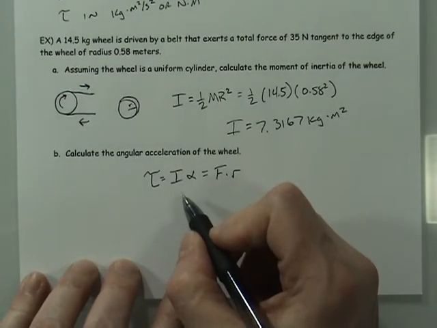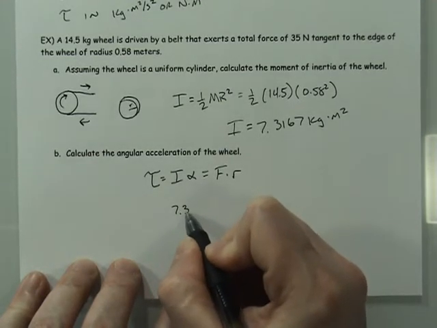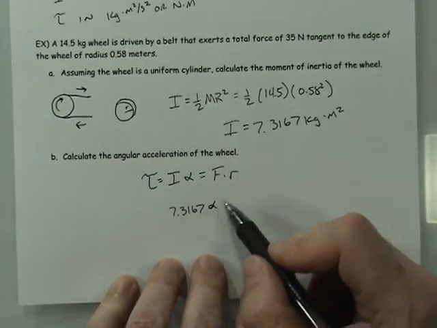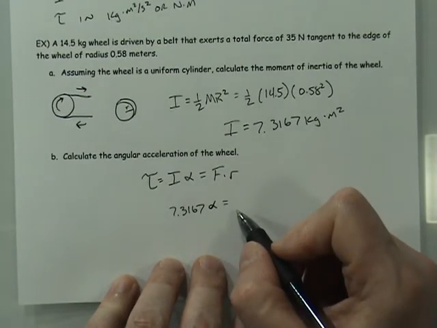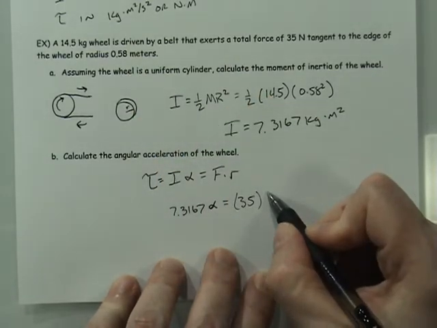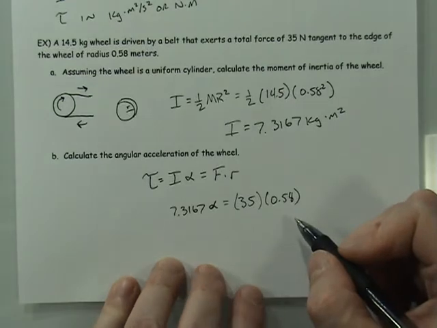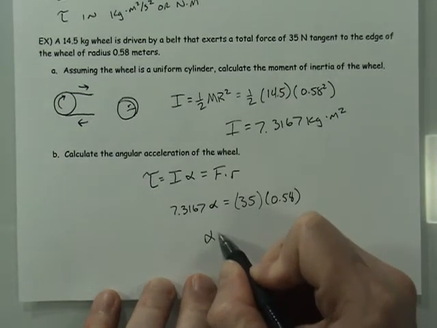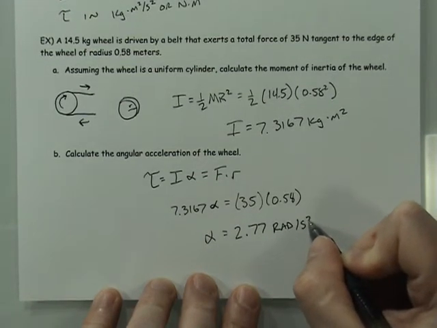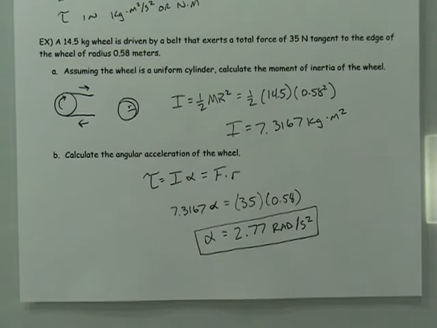In this case, we can certainly calculate the torque for these two things. The I in this case turned out to be 7.3167. I'm not reducing it down because this is not my final answer, so I'm going to save that and cut it down at the end to the right number of sig figs. On the other side, we have a force of 35 newtons, applied at a distance of 0.58 from the center of the disc. So in this case, we would end up with an alpha equal to 2.77, and don't forget this is radians per second squared. So that's the acceleration of the object.